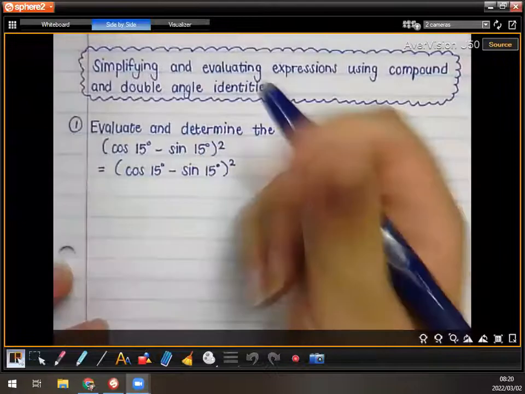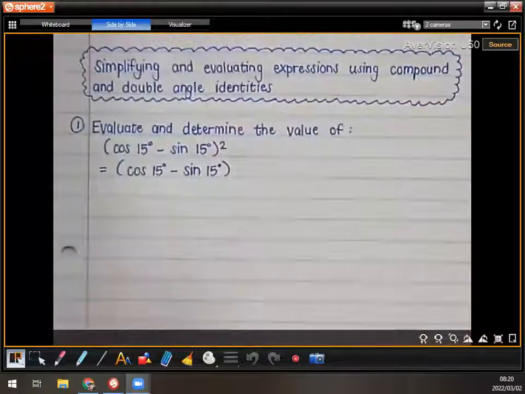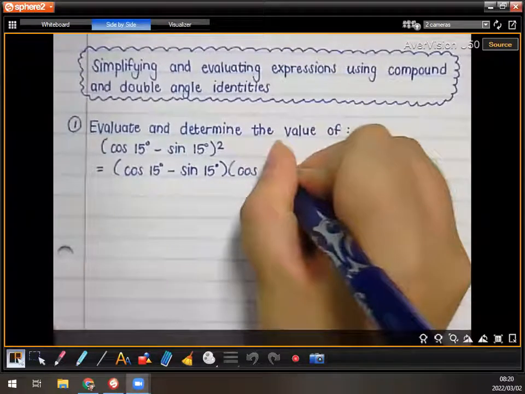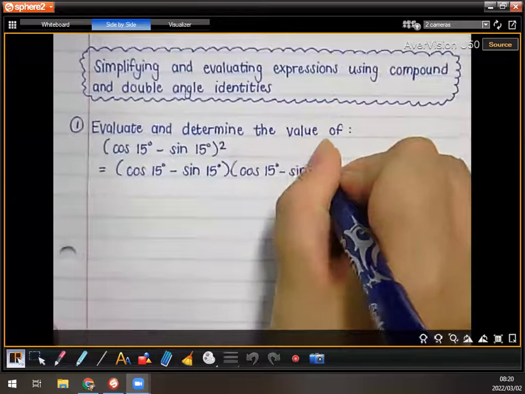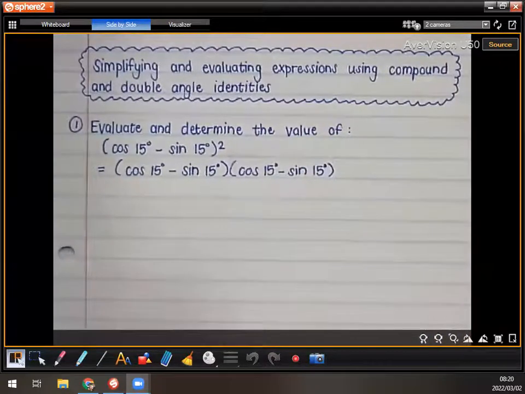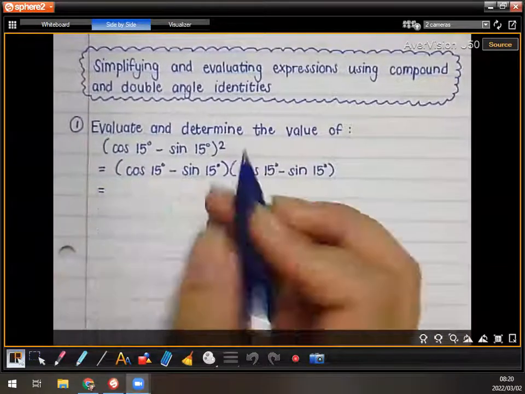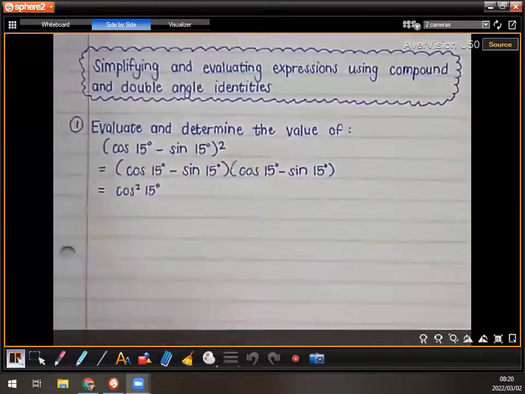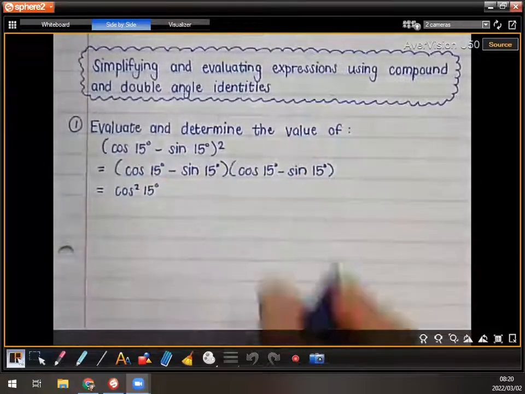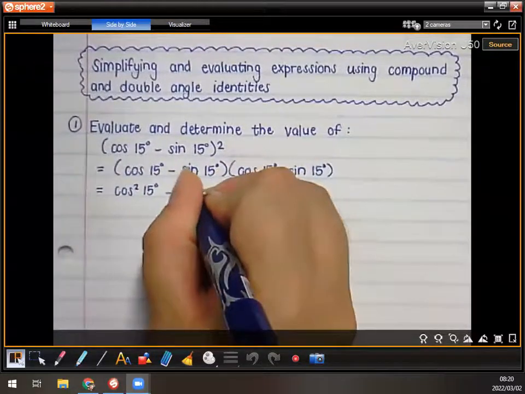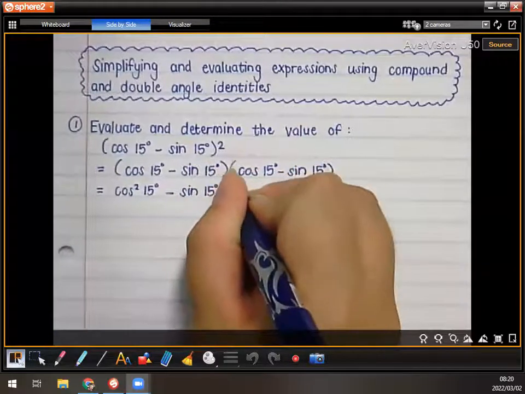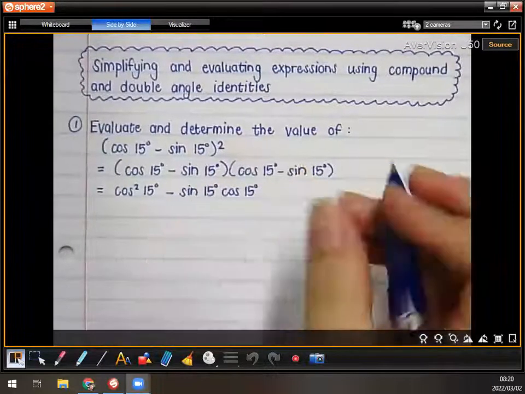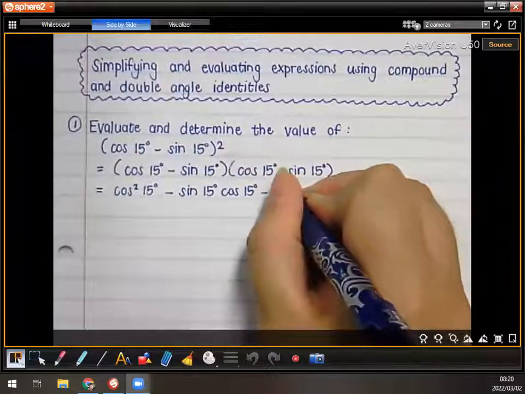What did I do now? I meant to write two brackets next to each other. So cos 15 minus sin 15. Sorry, that is what I meant to do there. Now I'm going to FOIL them out. Cos times cos is cos squared 15. If I do my outers, I'm going to get negative sin 15 cos 15. If I do my inners, I'm going to get the same thing: minus sin 15 cos 15.